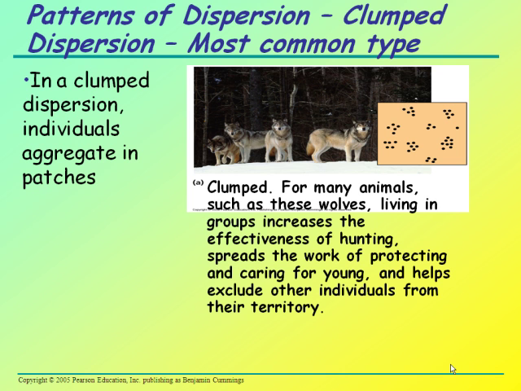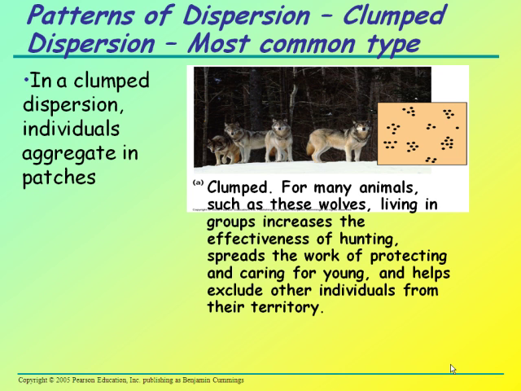Okay, so that's density. Dispersion, there are three different types of dispersion. The clumped dispersion is the most common type. Here a clump for many animals such as these wolves living in groups increases the effectiveness of hunting, spreads the work of protecting and caring for young, and helps exclude individuals from their territory. And here you can see clumped dispersion.